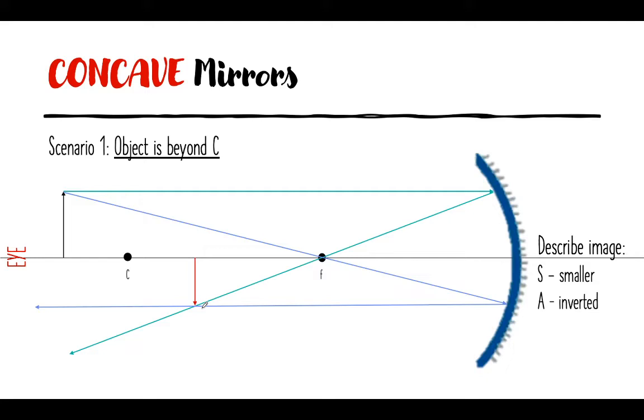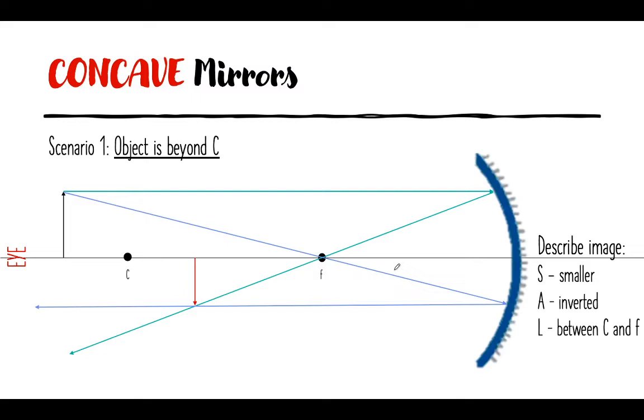Location refers to where on this particular diagram the image falls. And this is why it's crucial to understand the terminology that we went through, because we can now describe the image to be between C and F. Now the last one, T, stands for type. So that's referring to virtual or real image.